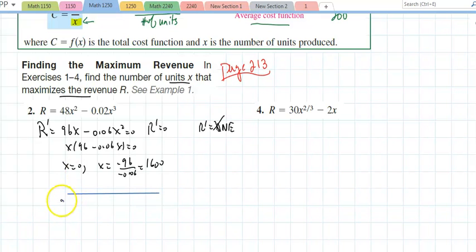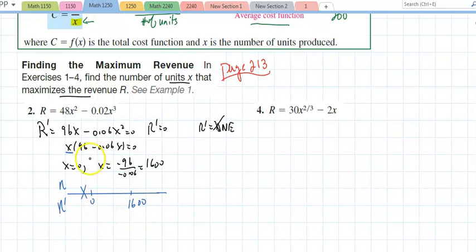I could say this is r prime and this is r. And I could say 0. Well, 0 is useless, and I have 1600. It doesn't make sense to talk about negative units. So I could pick a point to the left of 1600. Say 1. If I put a 1 right there, that's positive.